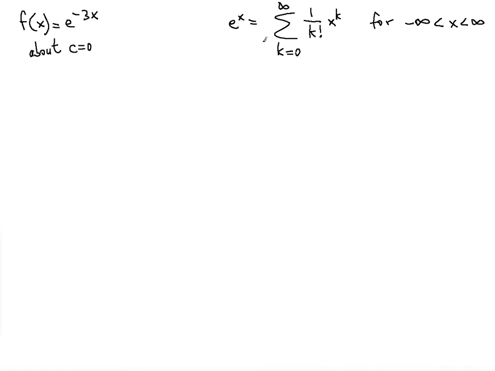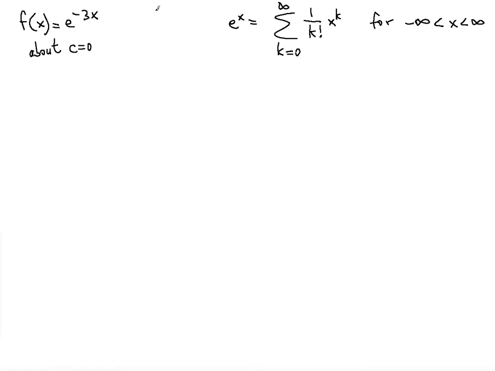So we're going to use this well-known Taylor series for the function e to the x to find the Taylor series for the function e to the negative 3x. And notice that this is also about x equal to 0, so c is equal to 0 in this case as well, right? Because you don't see x minus c here, you just see x to the k, and not x minus c to the k. So it's about x equal to 0.